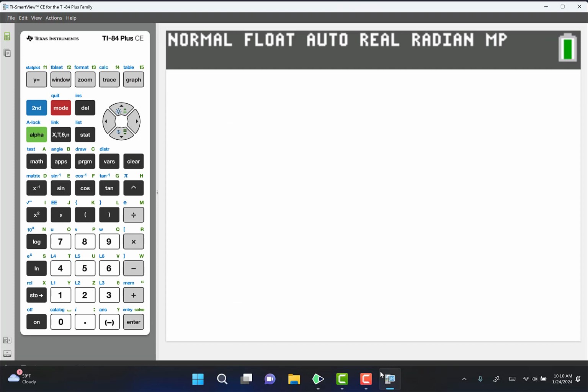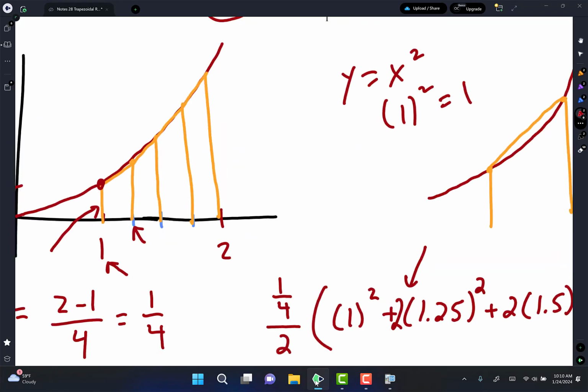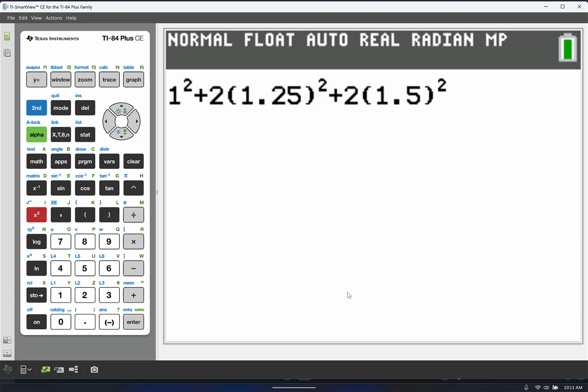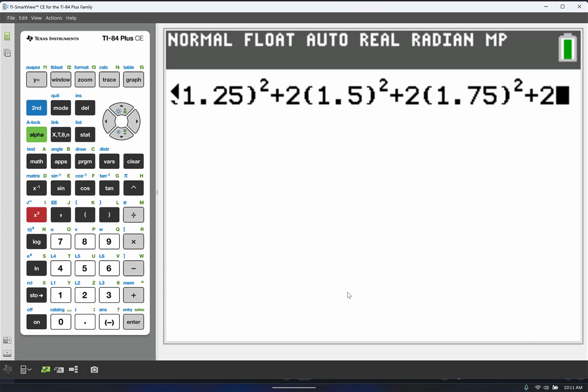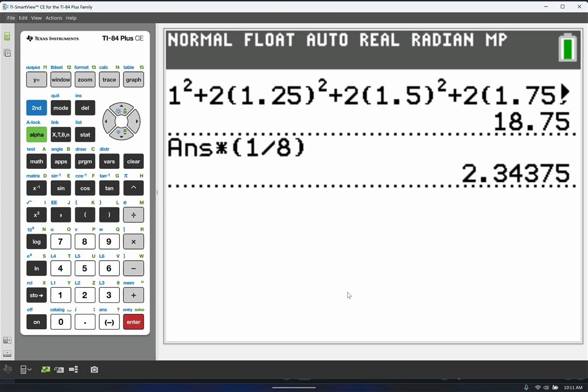Thanks, Alex. We have 2.34375. All right. 1 squared plus 2 times 1.25 squared, and so on. I got 2.34375. Times 1/8, right? Because it was 1/4 divided by 2.